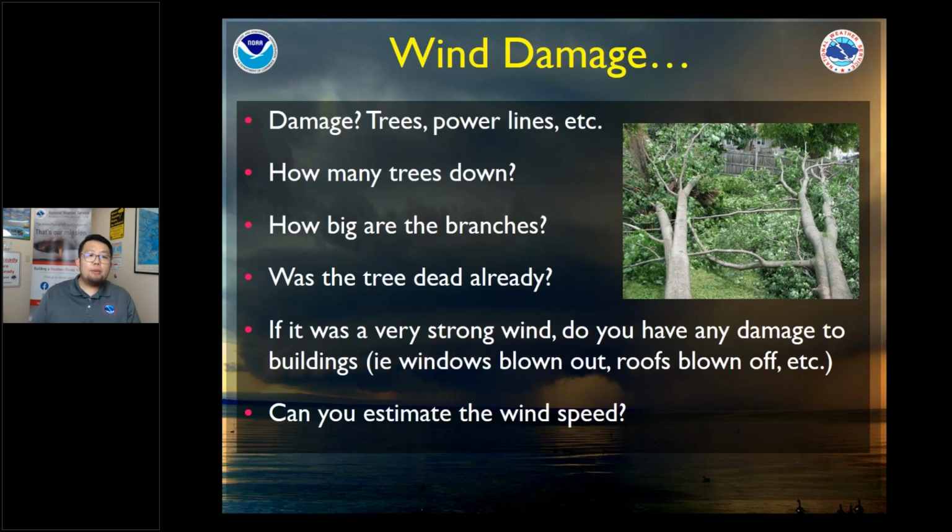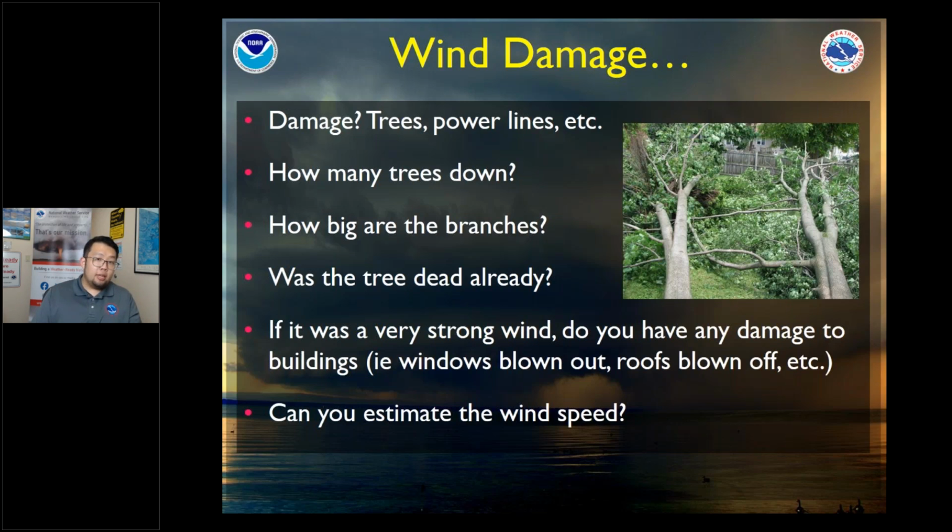So again, wind damage can be just as damaging as tornadoes. Again, we don't expect you to remember off the top of your head that 58 miles an hour is a severe thunderstorm warning. No, what we're looking for is wind damage. Are there trees down? Are there power lines down? How many trees down? Are there big branches down? How big are those branches that are down? What type of tree was it? Was it in good shape? Was it in bad shape?